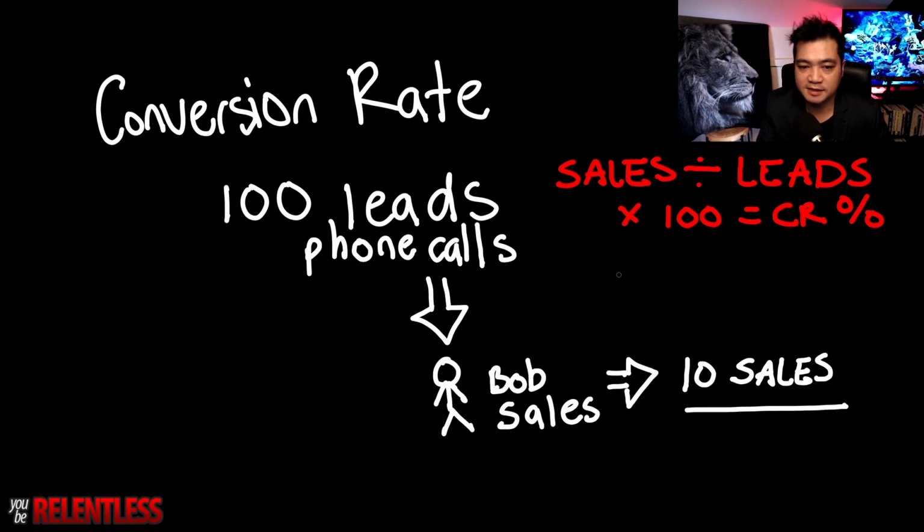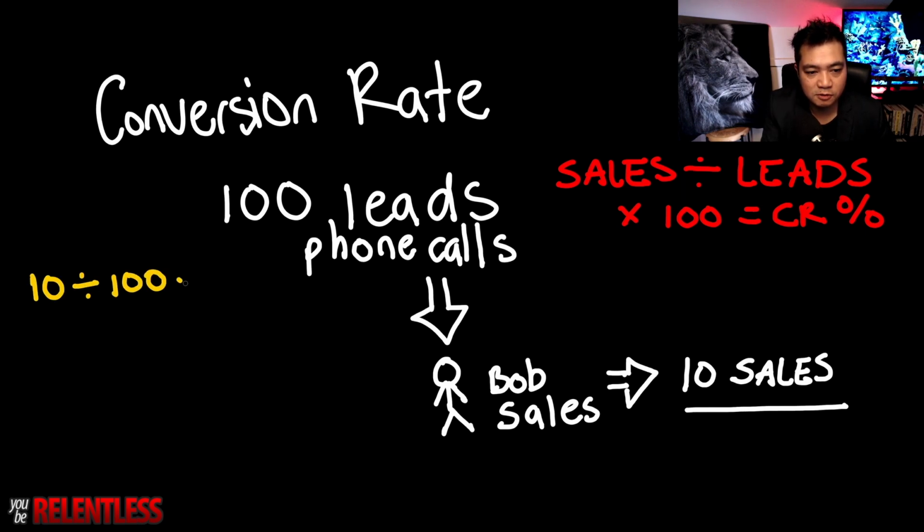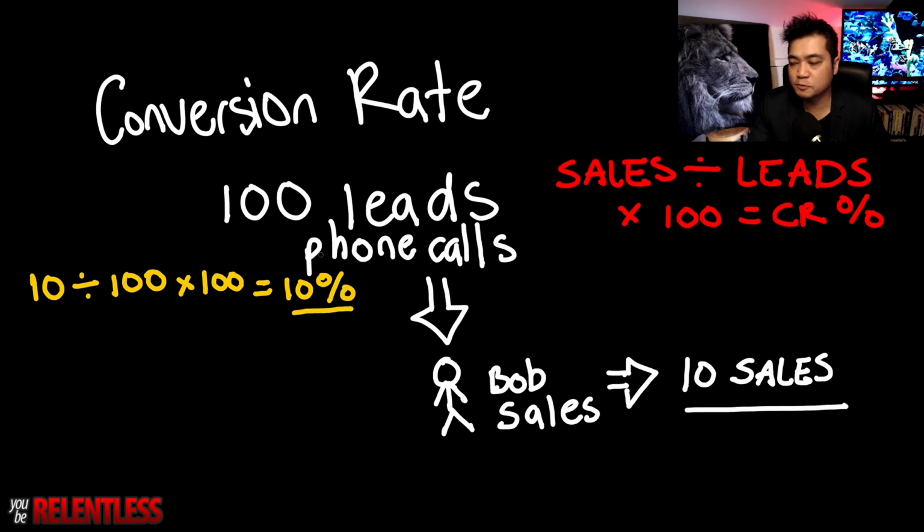So let's have a look at this as an example. Let's say we've got 10 sales. Divide that by 100, multiply by 100, is equal to 10%. We know that in this situation Bob got 100 phone calls, and out of those 100 phone calls he got 10 sales. To work out his conversion rate, it's 10 divided by 100, multiplied by 100, equal to 10%. So now we know that Bob's conversion rate is 10%.